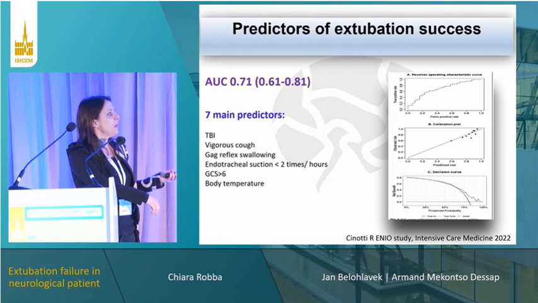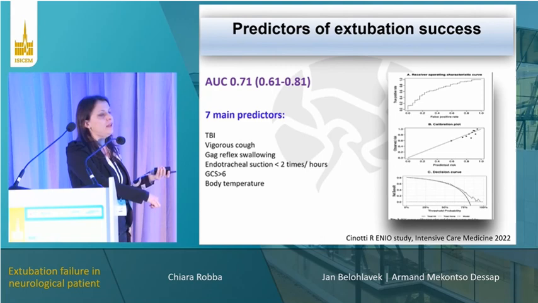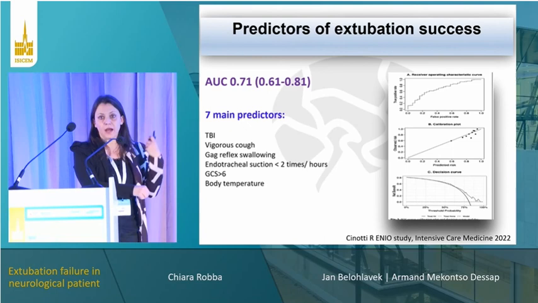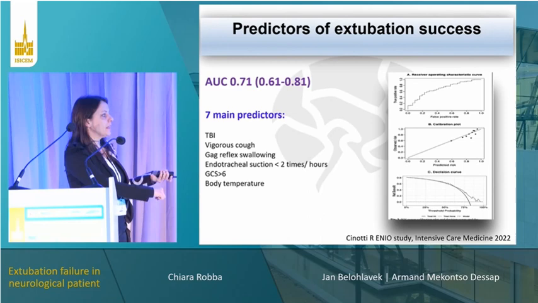And the predictors of extubation success with this system, which has an acceptable, I would say, area under the curve, 0.71, 61% of sensitivity, which is not great, at 0.81 of specificity. And seven main predictors were observed. The presence of TBI is related to higher possibility of extubation success, the presence of cough, gag reflex, the need of endotracheal suction below 2 times an hour, body temperature, and a GCS above 6.